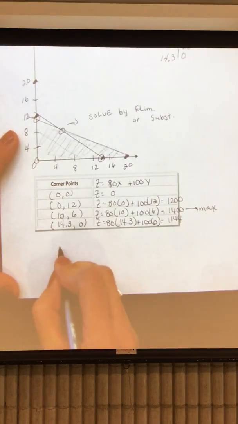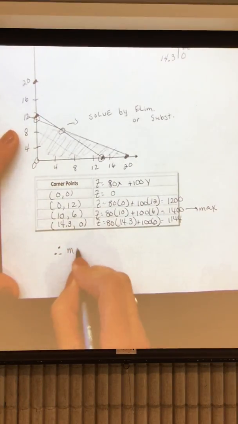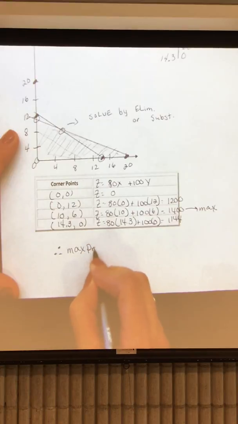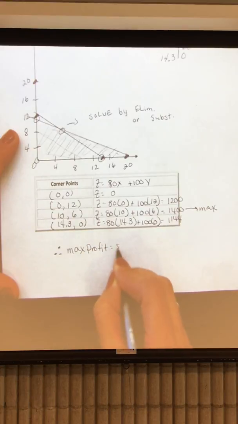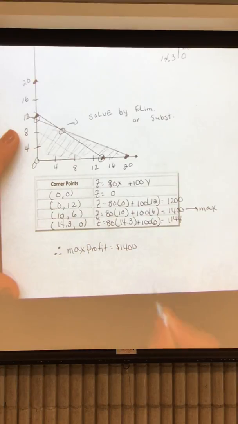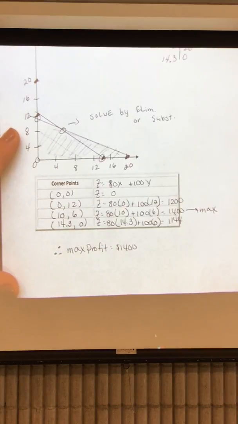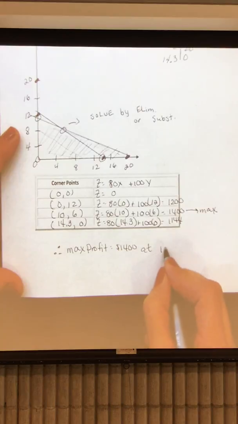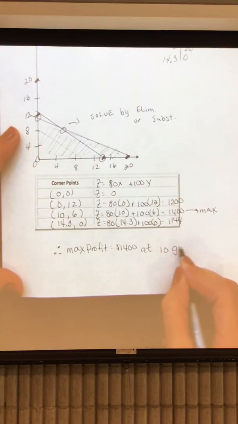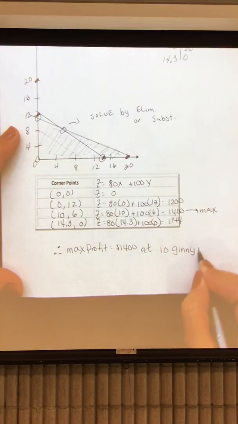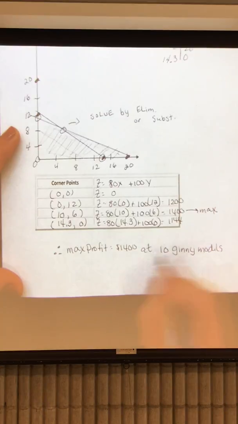Therefore, the maximum profit is equal to $1,400 when you produce 10 Jenny models and 6 Helen models.